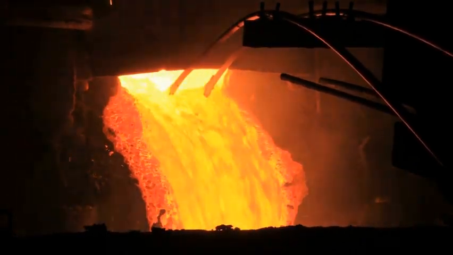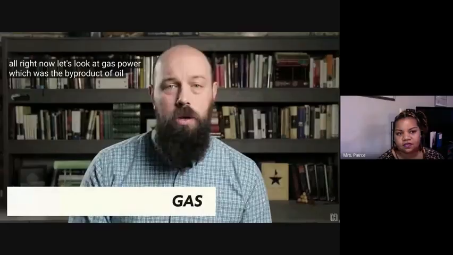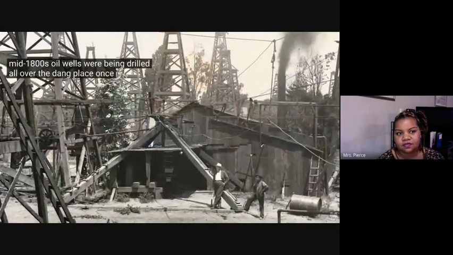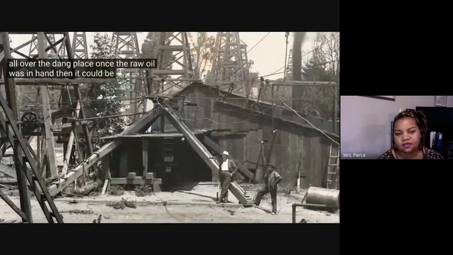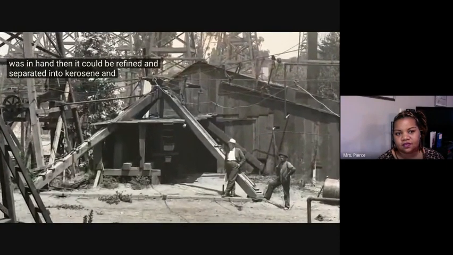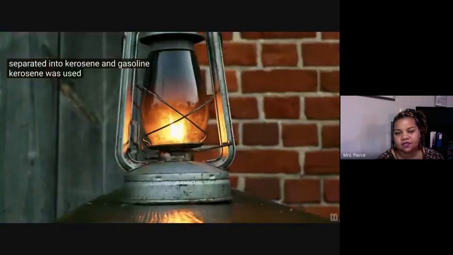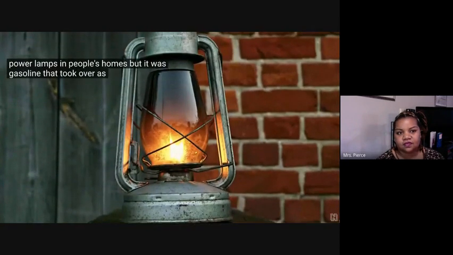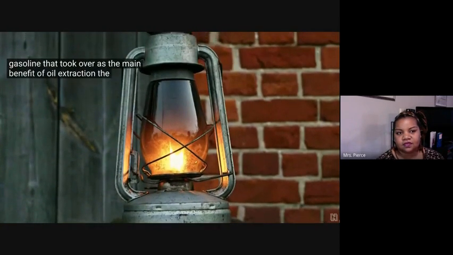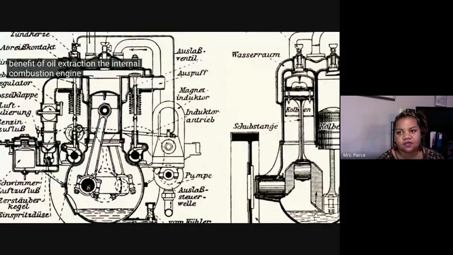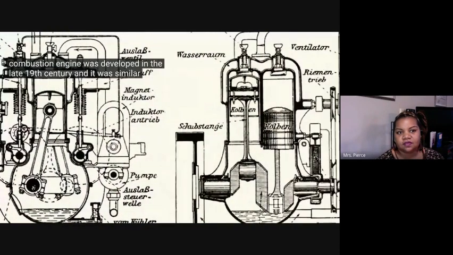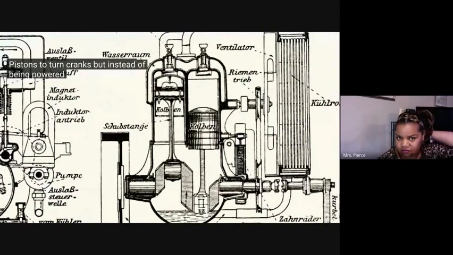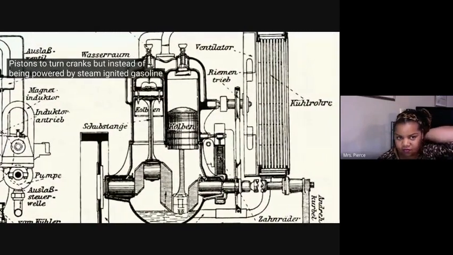All right, now let's look at gas power, which was the byproduct of oil. By the mid-1800s, oil wells were being drilled all over the place. Once the raw oil was in hand, it could be refined and separated into kerosene and gasoline. Kerosene was used widely to power lamps in people's homes, but it was gasoline that took over as the main benefit of oil extraction. The internal combustion engine was developed in the late 19th century, and it was similar to the steam engine in that it used pistons to turn cranks, but instead of being powered by steam, ignited gasoline pushed the pistons.